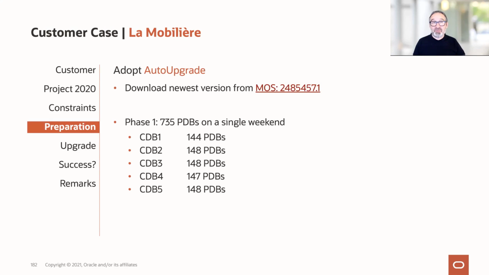And adopt AutoUpgrade. Yes, Mobiliar was again one of our leading beta testers of AutoUpgrade, and they not only tested it, but of course also used it in their production environments. This is the environment we were upgrading first on a single weekend: 5 CDBs, the test and dev environment, with altogether 735 PDBs.